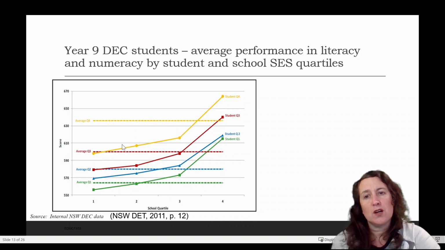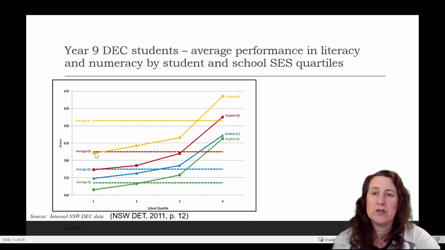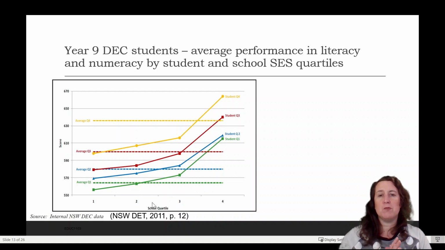Students from the fourth quartile, if we put them in a lower SES school, drop back down to approximately the same results as students from the third quartile, and richer students in richer schools tend to have a boost. So this dynamic is more pronounced the longer students stay in school.